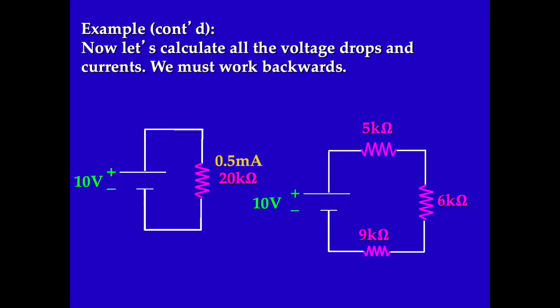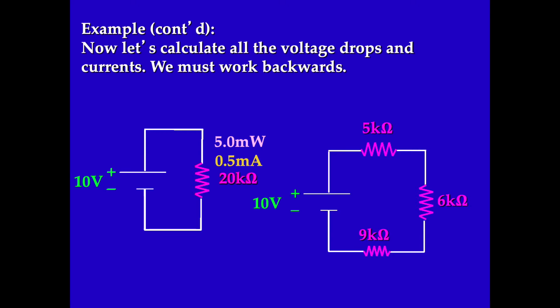Power is V times I, or delta V times I. 10 times a half is what? 5? So 5 milliwatts are being dissipated by that resistor. Are we okay so far?